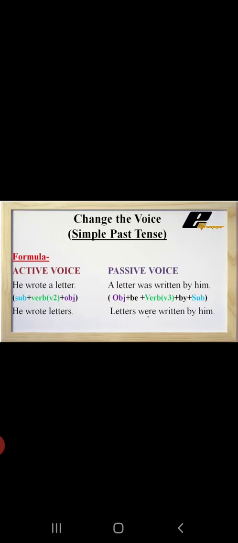Okay, so what is the rule in passive voice? In past tense we write the subject, then was or were according to the number of the subject, and then the third form of the verb, by, and then the object.